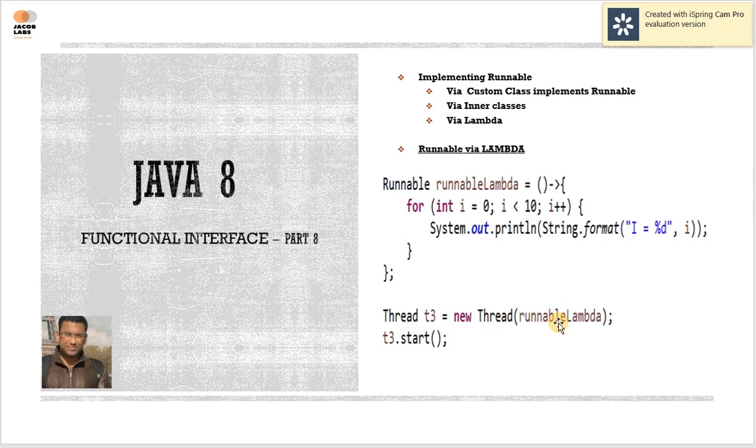So friends, here we have seen three ways of implementing the Runnable interface, ideally via three routes. First, by implementing the custom route, which is the classical way, where a class implements the Runnable and overrides the run method. The second is via anonymous inner class, and third is via lambda.